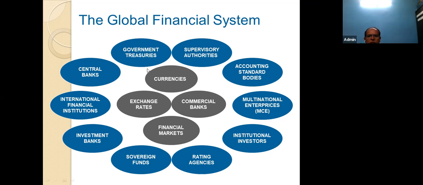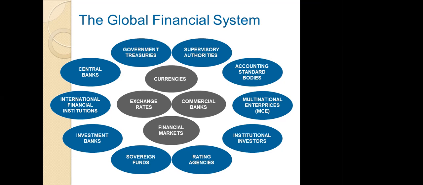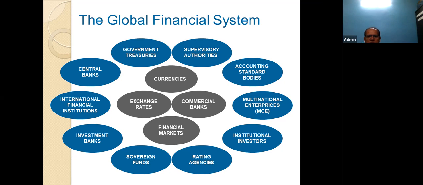Now, in between, these are the black ovals which I have shown: currencies, commercial banks, financial market, and exchange rate. Now, currencies. If you are talking about a global scenario, is there a single currency or multi currencies? Multi-currency. There is no single currency, except for European countries. They have developed one currency. Yesterday I mentioned which is their currency.